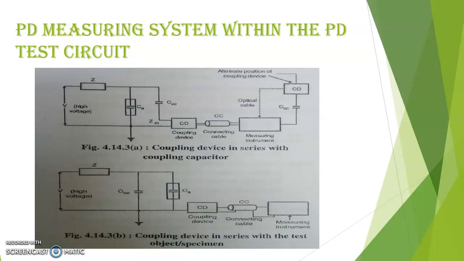Next, moving to the PD measuring system within the PD test circuit. So below are the two diagrams. First, A1 shows the coupling device in series with the coupling capacitor, and the second one shows the coupling device in series with the test object specimen. So what is it actually? This includes a measuring circuit that is integrated into a test circuit. This can be used for detection of repeatedly occurring PD. The external noise is eliminated in this circuit. As shown in figure A, CD is in series with the coupling capacitor and CD is at grounded potential. In figure B, the one below, the CD is in series with the test object CA.